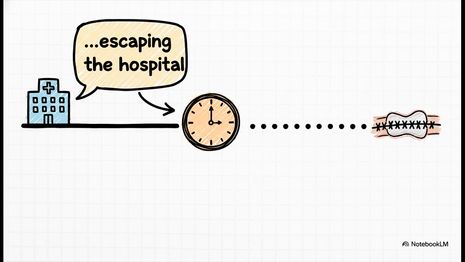Now, this is where it gets kind of clever. Remember that phrase, escaping the hospital? Well, the archive uses that as a timestamp. The argument is, because that was said at the time, it proves this material was there when the person was discharged. It's their way of establishing a chain of custody, saying, look, this wasn't added later.